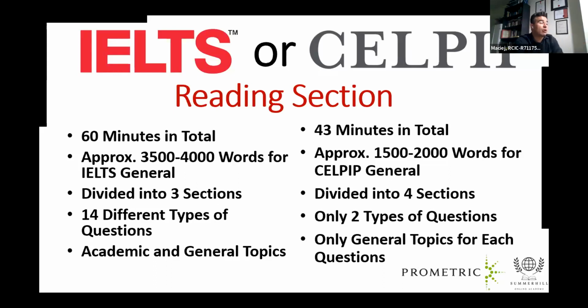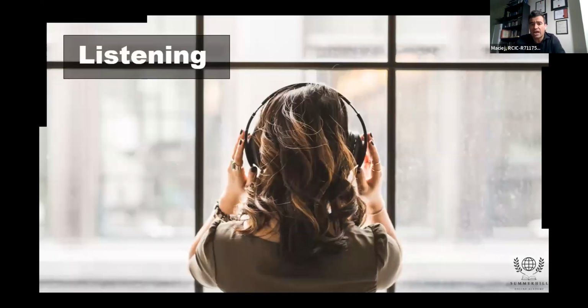There are 14 different question types in IELTS, including fill in the blanks. With CELPIP, there are only 2 different question types. So you're spending less time studying the format for the CELPIP. And there are only general topics for each question, while with the IELTS general, you're getting a mix of academic and general topics. Again, section 3 of IELTS academic and general is almost exactly the same in terms of those 2 tests. Any questions about the reading before we move to listening?